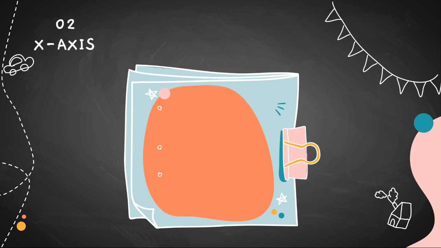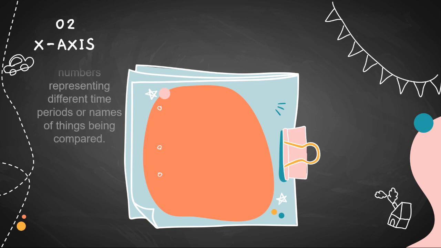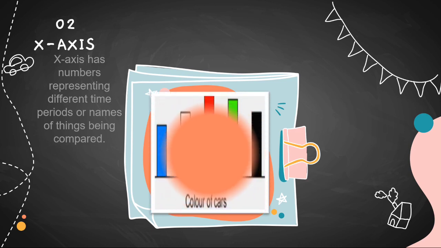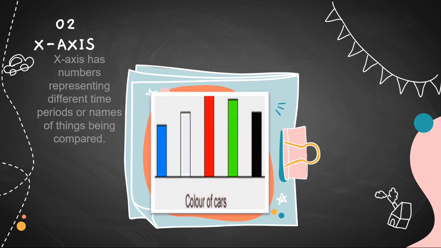The second element of a graph is what we call the x-axis. What is the x-axis? Exactly. The x-axis has numbers representing different time periods or names of things being compared. Using the example, what does the x-axis contain? The x-axis contains the colors of the cars.